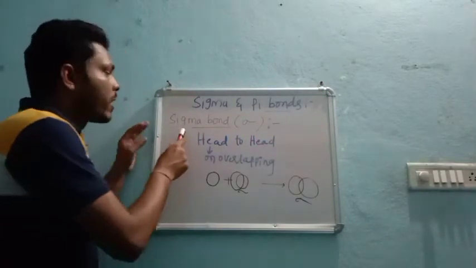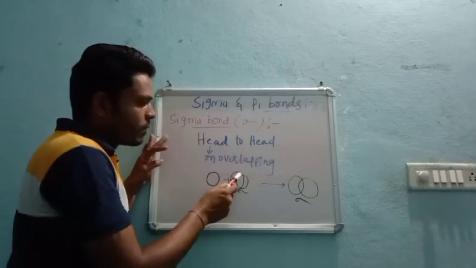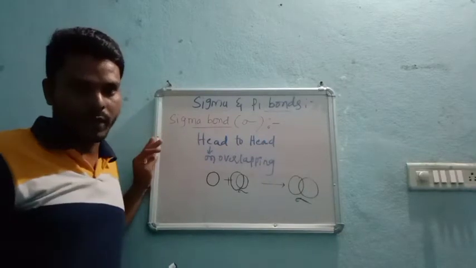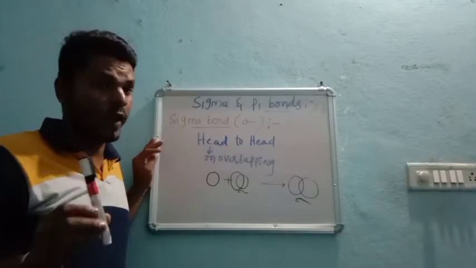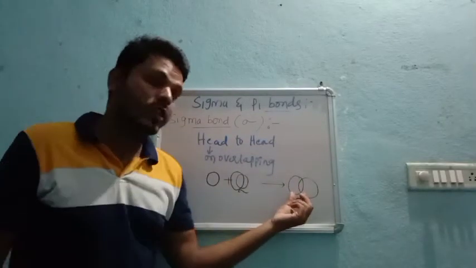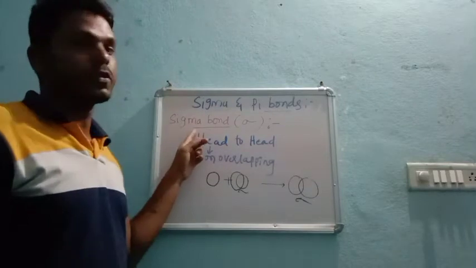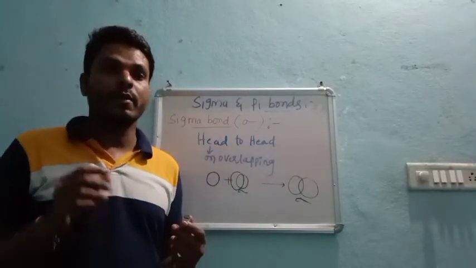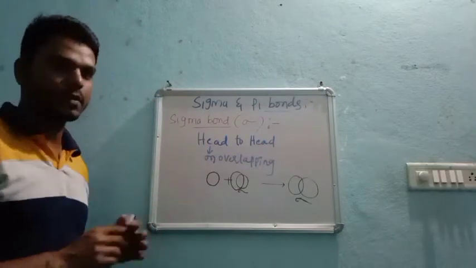So the first point I said is that whenever head to head overlapping takes place like this, the formation of a sigma bond takes place, and sigma bonds are very strong bonds. Why? Because the extension of overlapping is more in the case of sigma. If the extension is more, definitely that bond will always be a strong bond. This is about the sigma bond.